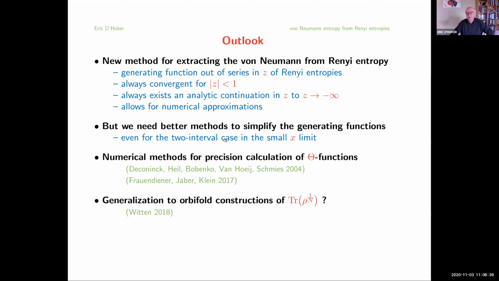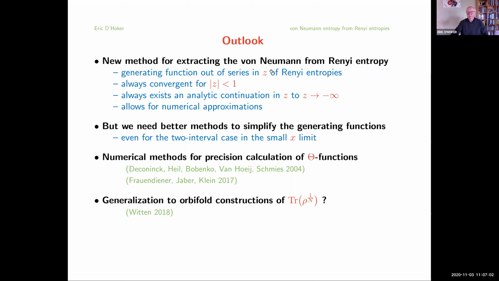And even in the two interval case, we still have to go through this asymptotic series and do a Borel resummation. It would be much nicer if we could avoid that. At this point, we're working on that, but we're not quite there yet.